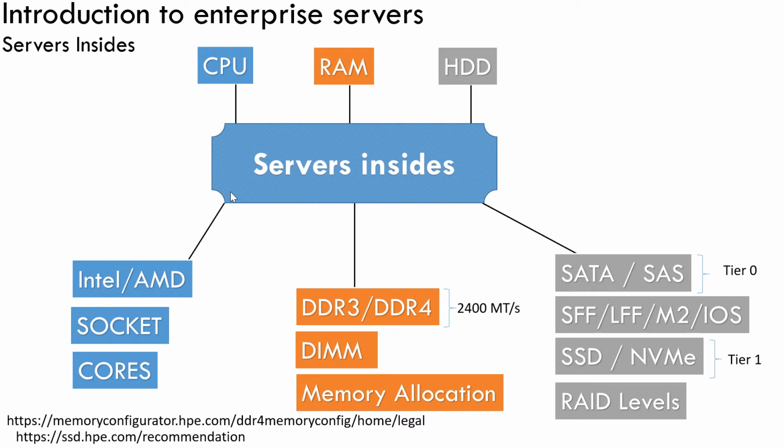For hard disks, we have SATA and SAS. This is tier 0, a low-performance hard disk. It's cheap compared to SSD. NVMe is tier 1; SSD has very high-speed IO. Different types of servers use different types of hard disks. We have SFF, small form factor, and large form factor. We also have M.2. As we all know, you must know the IO speed, input/output, meaning the read and write speed of the hard disk.